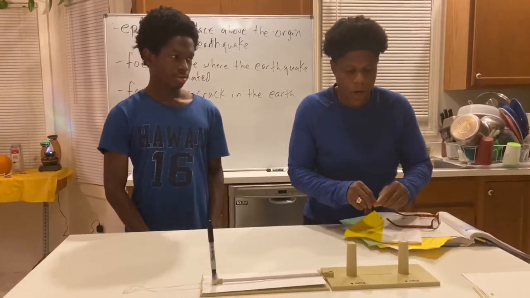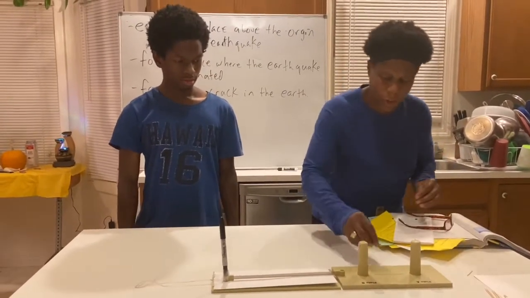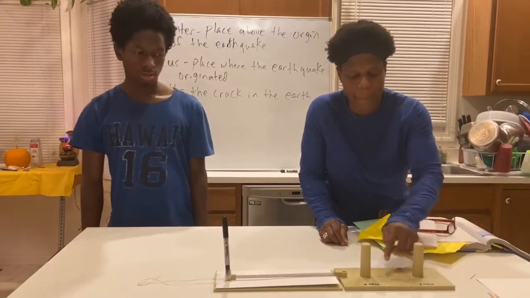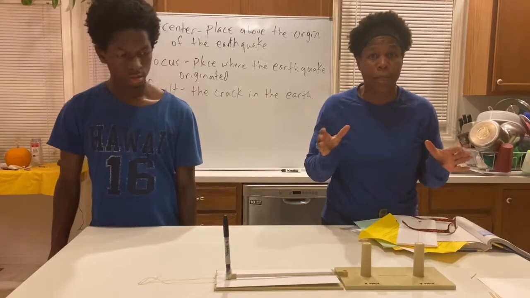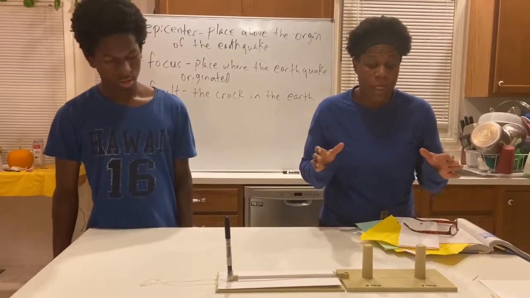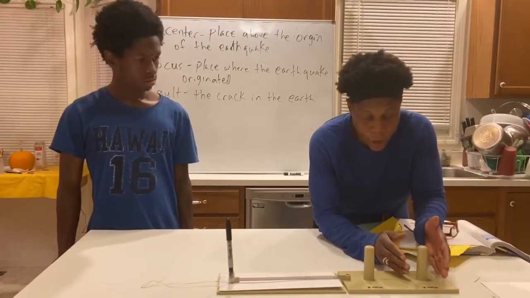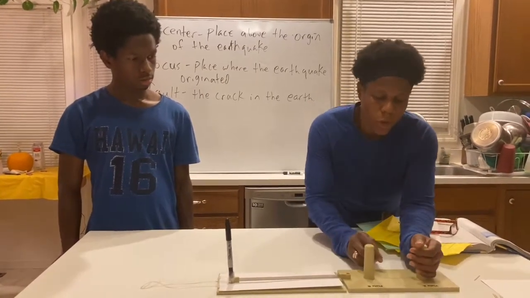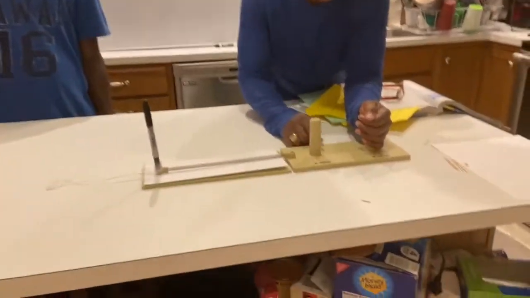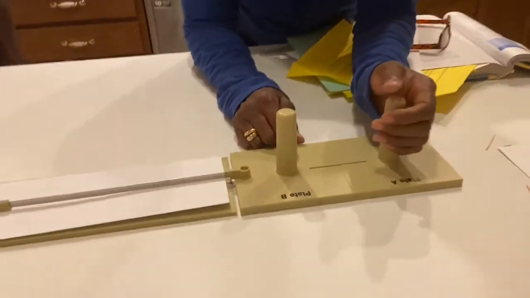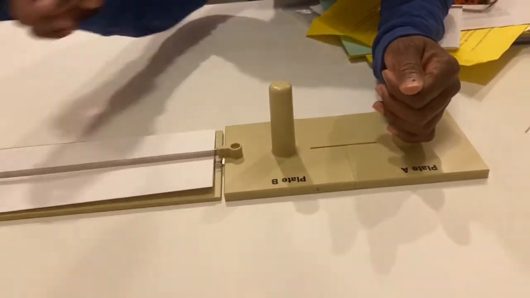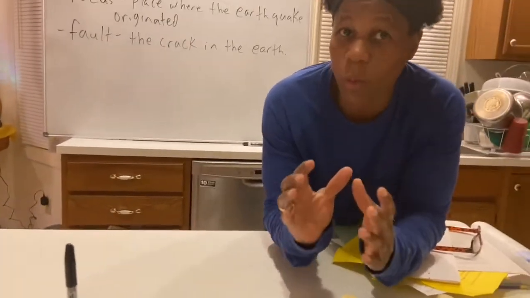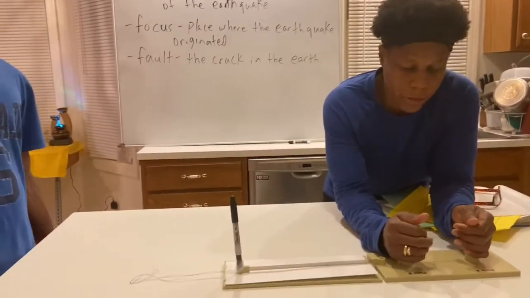First of all, I'm going to explain this to you a little bit. We have here plate A and plate B. Now, we haven't talked about plates yet, right? But the earth is broken up into plates, and these plates move, okay? So here we have plate A and plate B, two different parts of the earth. And James is going to pull this, and we should be able to see some waves being formed.